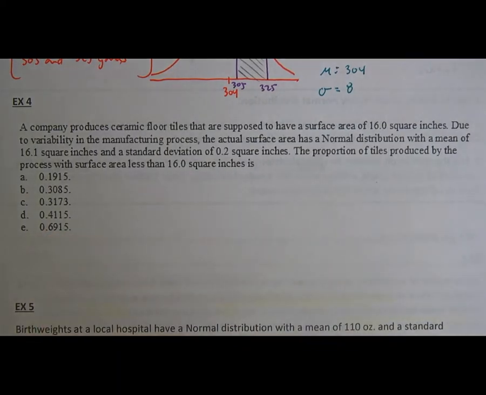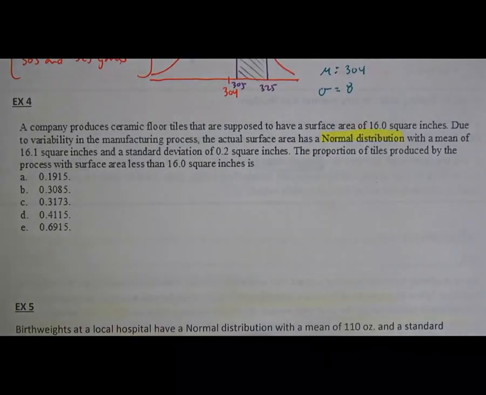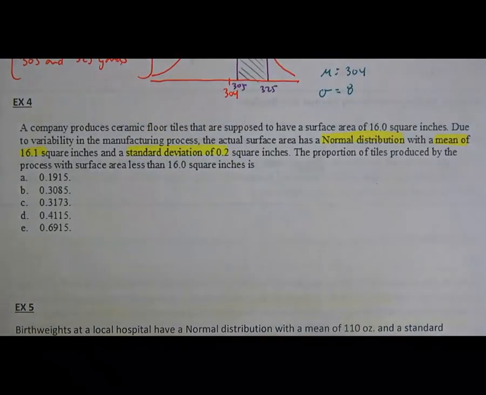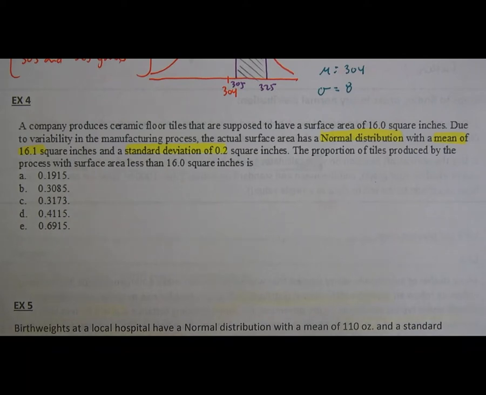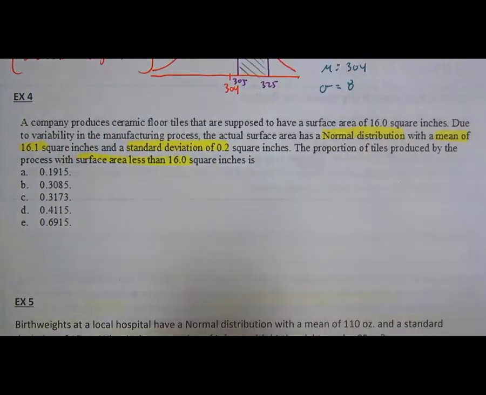The company produces ceramic floor tiles. They're supposed to have a surface area of 16 square inches. But because of the manufacturing process, like the machinery, the actual surface area has a normal distribution shape. The average surface area, the mean, is 16.1 square inches, and the standard deviation is 0.2. Do you see that you can be totally successful and have no idea what standard deviation is right now? And that's fine with me. The proportion of tiles produced with a surface area of less than 16 is what?